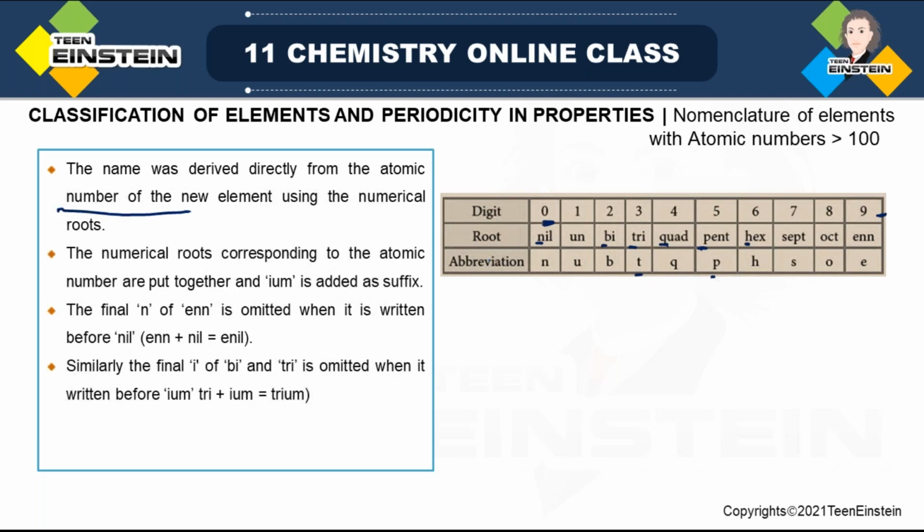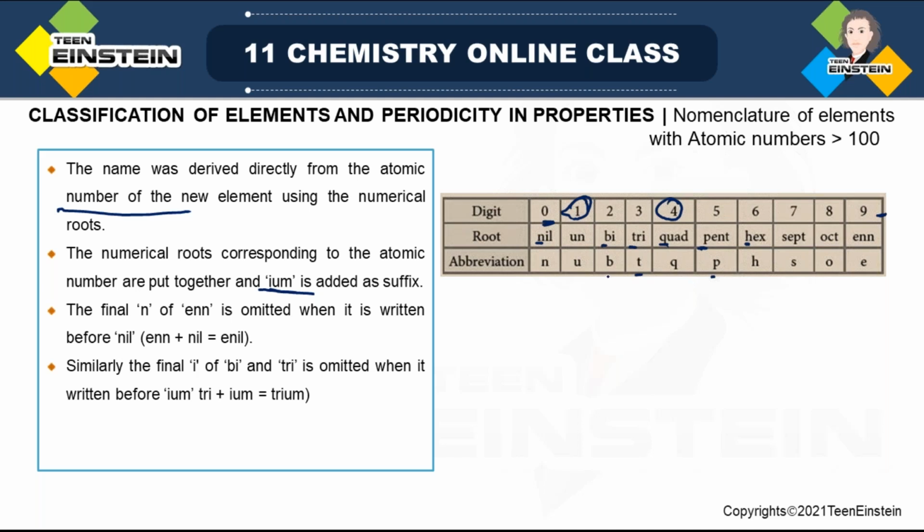Now how do we use it? These numerical roots correspond to the atomic number, and all of them are put together. After putting them together, at the end we have to add the suffix I, U, M. Suppose I am considering the digits 1 and 4, so it will be un and then quad. Then we choose another number, because there will be a total of 3 digits. It is greater than 100, so a minimum of 3 digits will be there. But you have to end it with ium.